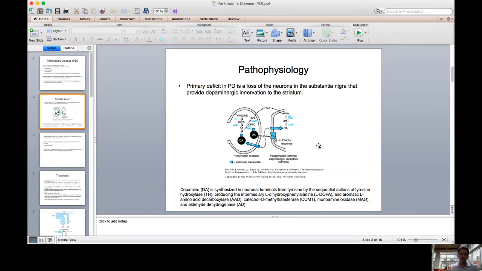Now, what happens because this particular region is damaged? The dopamine synthesis is reduced. And then what happens? There is an imbalance between dopamine and acetylcholine in the brain stem, where the dopamine is less and eventually acetylcholine, in terms of action, appears to be more.